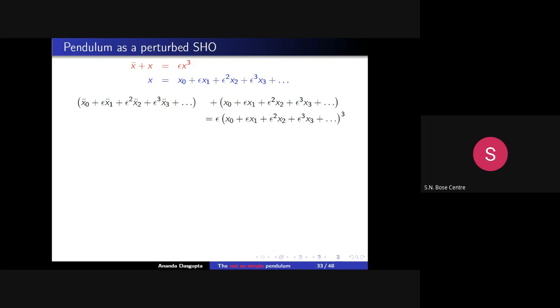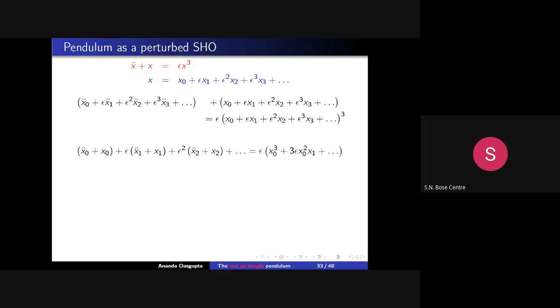But now, if you were to collect like powers of epsilon together, say epsilon to the 0, what is epsilon to the 0 on the left-hand side? x0 double dot plus x0. What's epsilon to the 0 on the right-hand side? 0. Every term here has epsilon. So epsilon x0 cube is the lowest order term. So 0th order: x0 double dot plus x0 on the left, 0 on the right. First order: x1 double dot plus x1 on the left, just epsilon x0 cube on the right, and so on.